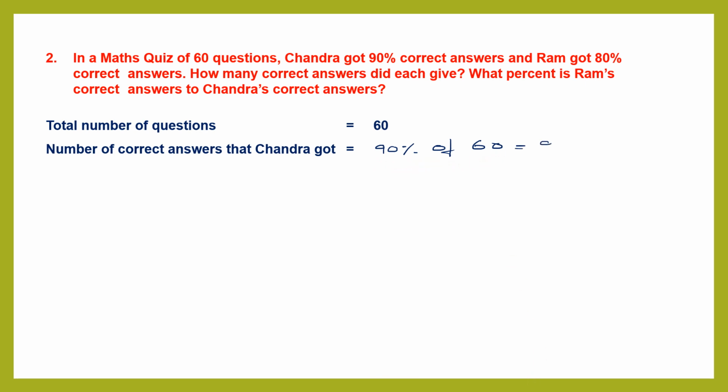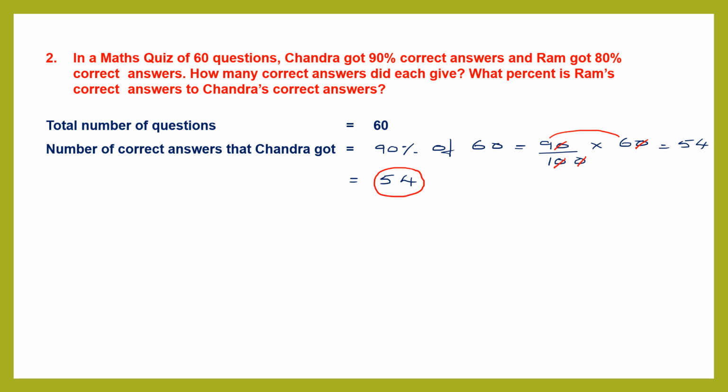90% means 90 by 100. Of is into 60. Cancel 1 0 here, 1 0 here. I can cancel one more 0 here. Now multiply 9 into 6. 9 sixes are 54. That means the number of correct answers that Chandra got is 54. Out of 60, Chandra got 54 correct answers.